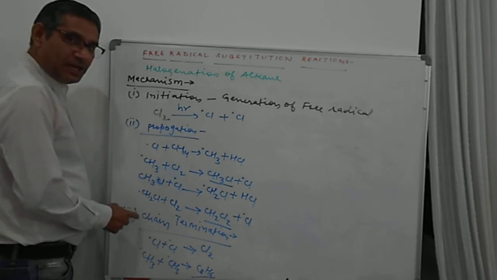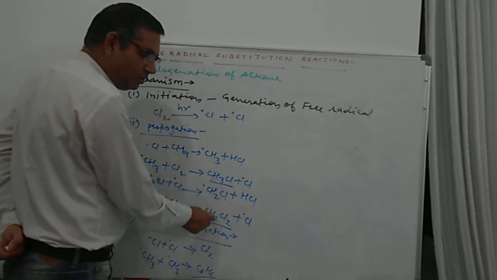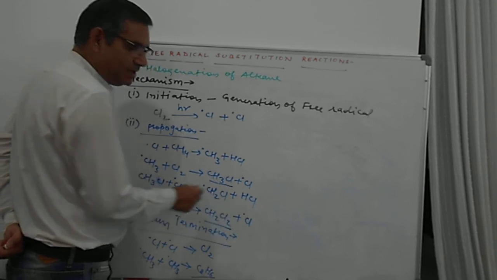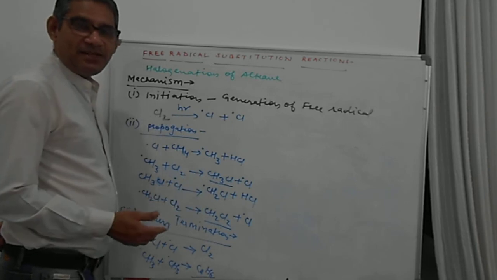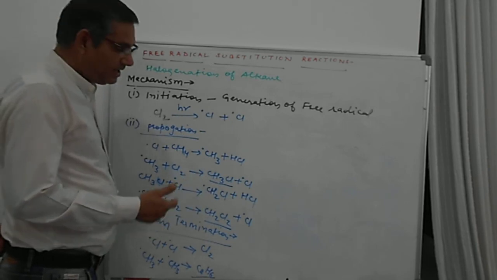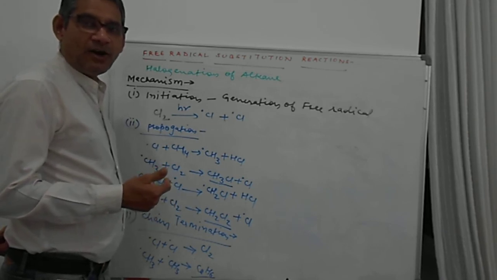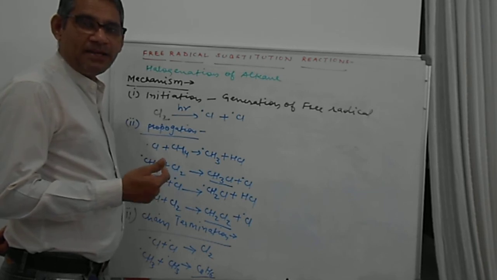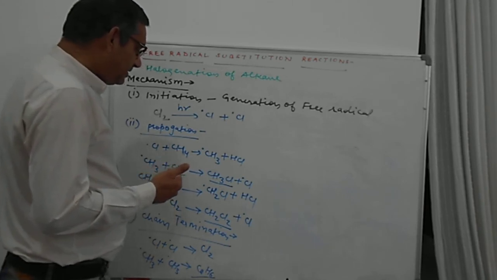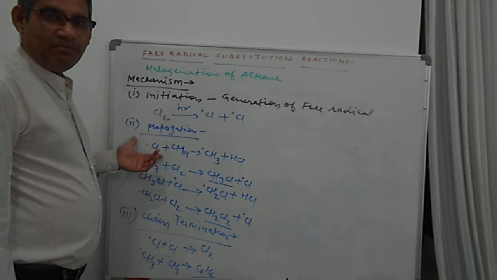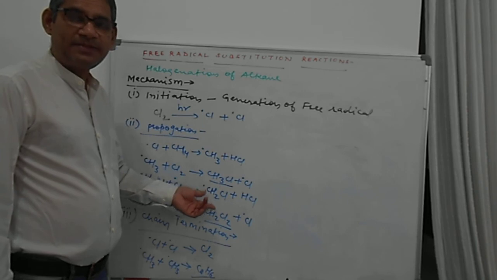In this way, in the propagation step, one by one all hydrogen atoms will be lost, and in place of hydrogen, halogen will be added. First we will get CH3Cl, then CH2Cl2, then CHCl3, that's chloroform or trichloromethane, and finally you will get CCl4, that is tetrachloromethane or carbon tetrachloride, or pyrene, that's a fire extinguisher, or perchloromethane. So we can say in this halogenation of methane, we will get a mixture of CH3Cl, CH2Cl2, CHCl3 and CCl4.